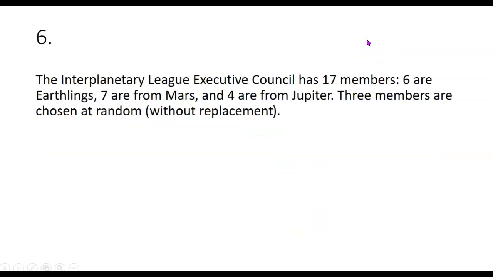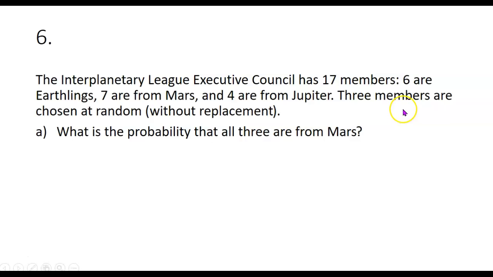Number 6, the Interplanetary League Executive Council has 17 members. Of those 17 members, 6 are Earthlings, 7 are from Mars, and 4 are from Jupiter. 3 members are chosen at random, without replacement. That means once you've chosen the first one, you don't put that person back and choose again. You choose 3 different members. What is the probability that all 3 are from Mars?